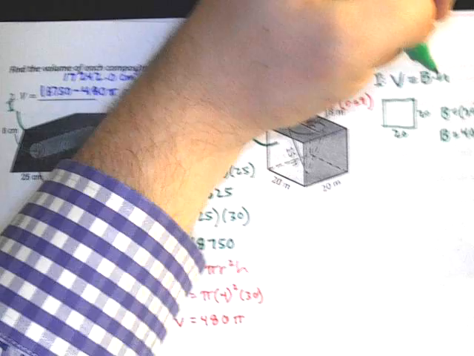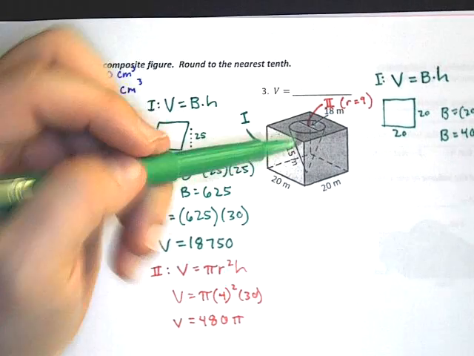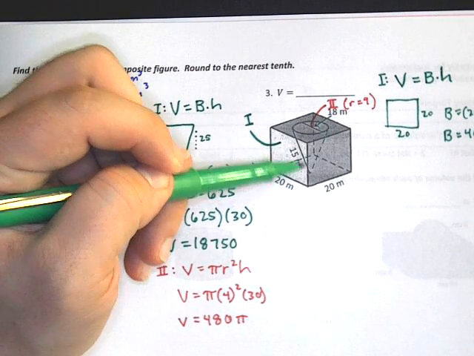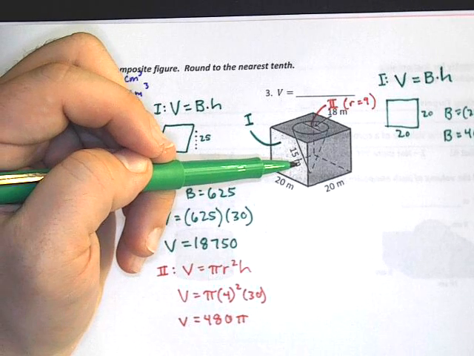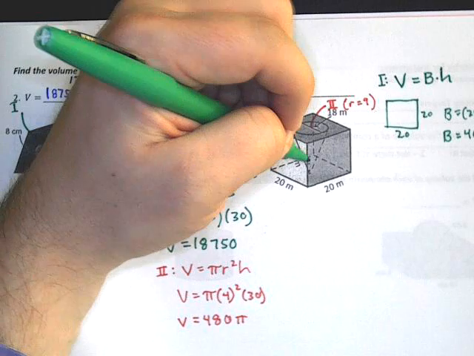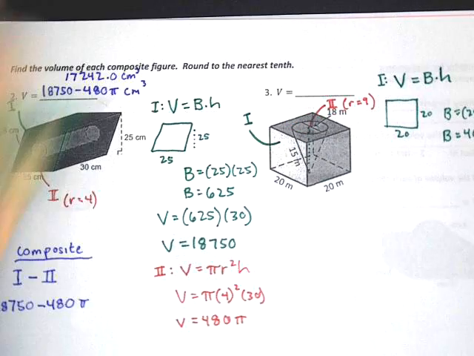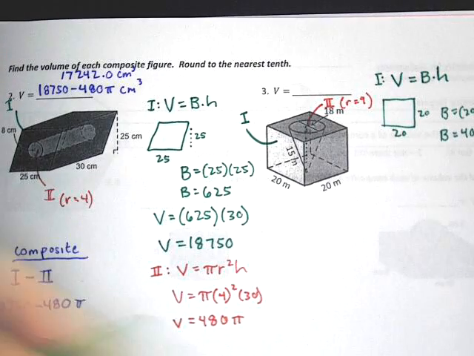Now, the issue. I do not see a height. This 15, don't be tricked. This 15 is not a height. Why not? It's not perpendicular to the base. Okay, this is a slant height. We need the actual straight up and down height. And what we're going to do is we're going to use the cone to help us.